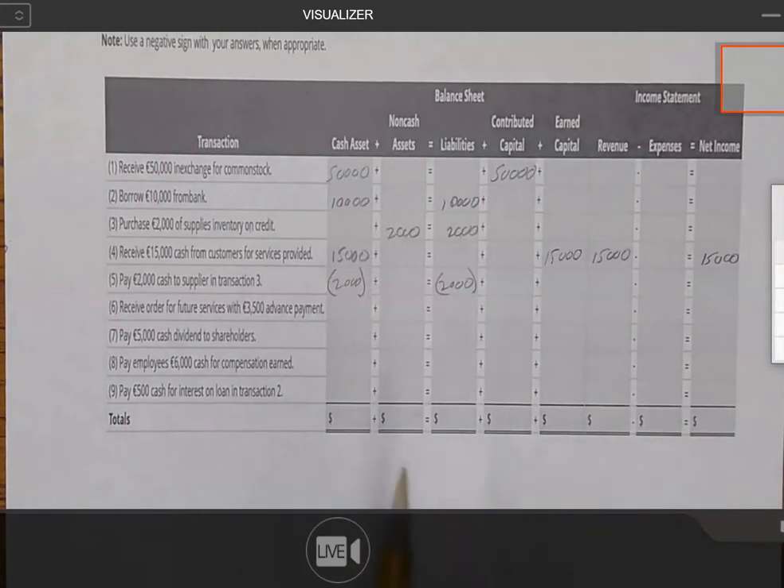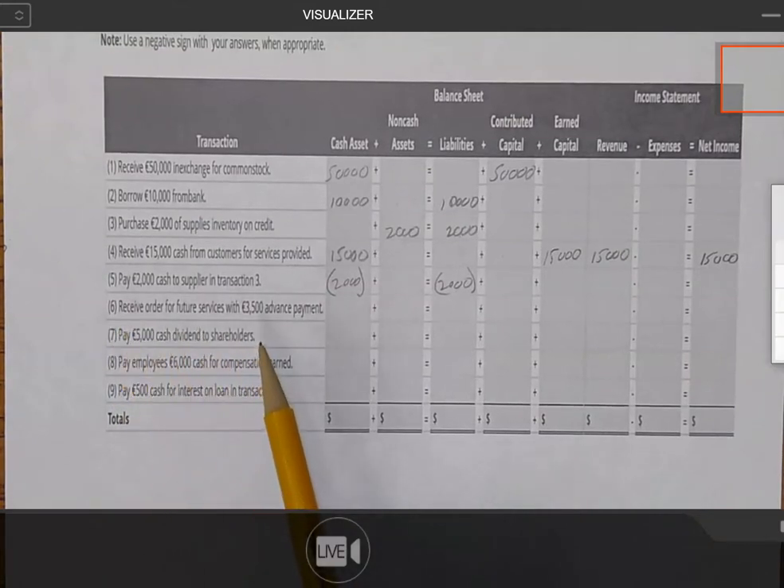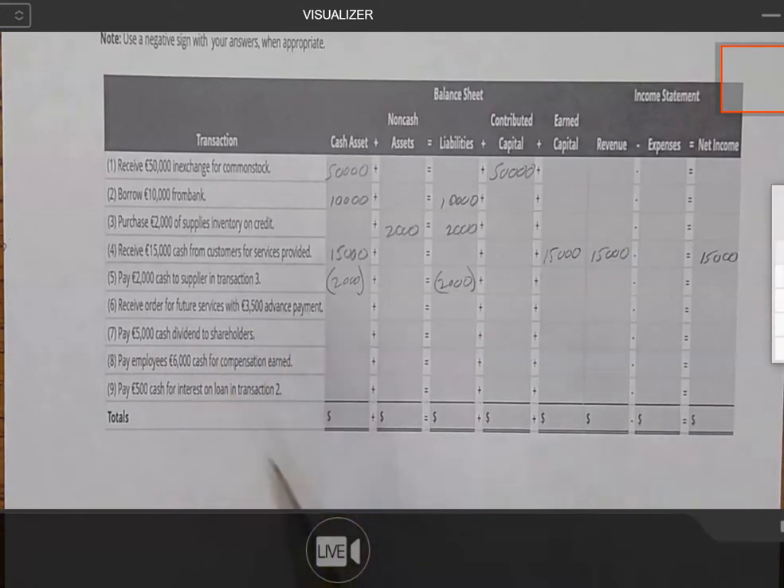Number 6 says receive order for future services with $3,500 advance payment. So this is a transaction where we are essentially dealing with what we call unearned revenue, which is also sometimes called deferred revenue. We received an order for future services, meaning we have not yet provided these services, with a $3,500 advance payment.